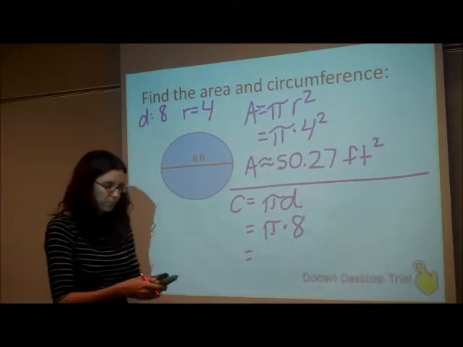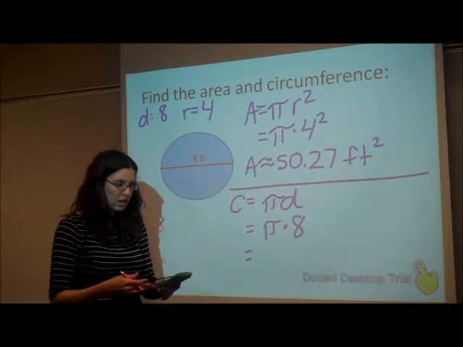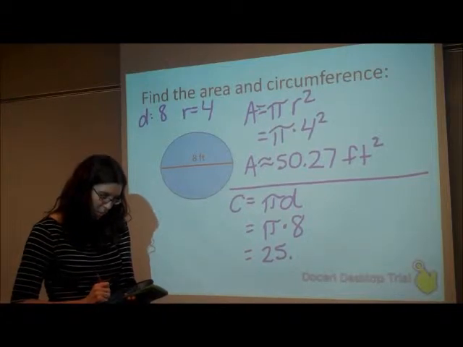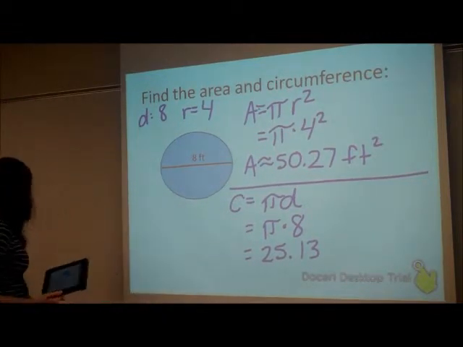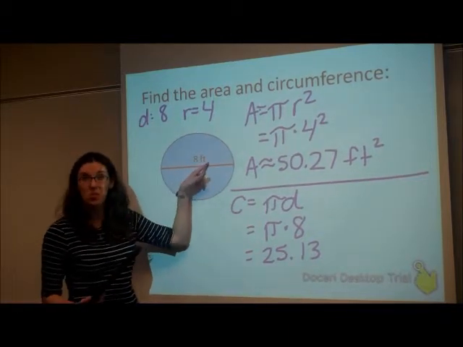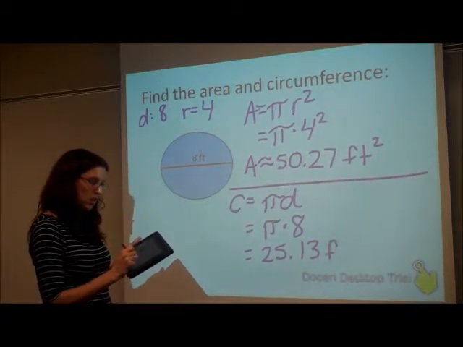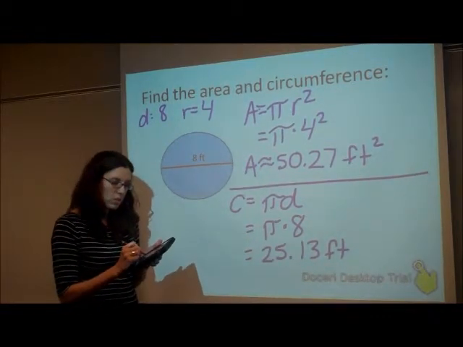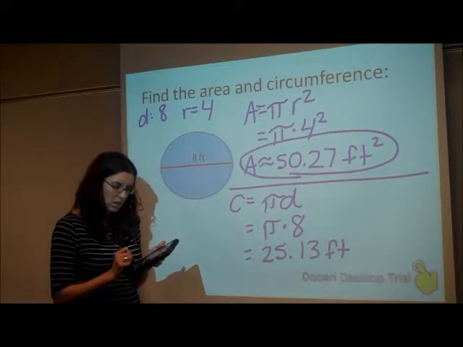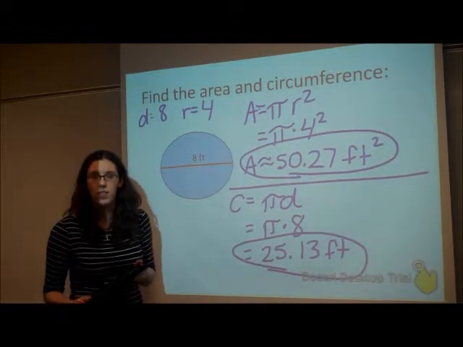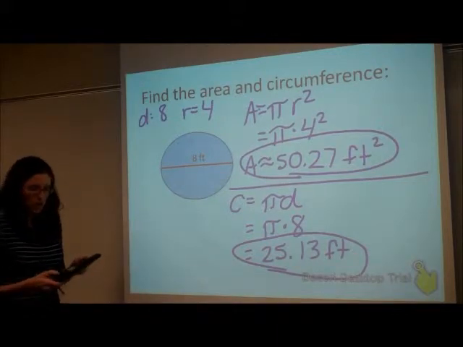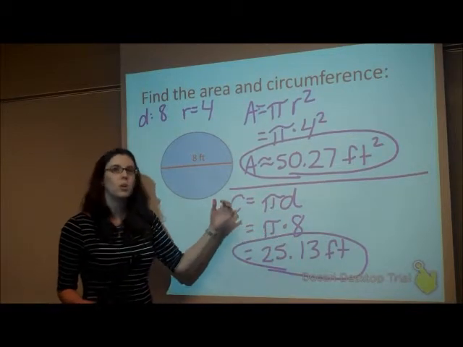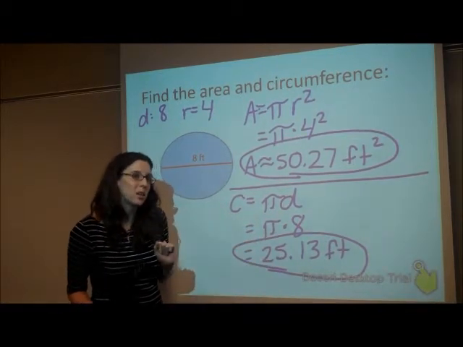Getting my calculator out. It'll be pi times 8, which rounding it to 2 decimal places, rounding it to the hundredths, would be 25.13. Again, looking back at my units, it was feet. Circumference is a distance, so it's just going to be feet. So my area was about 50 square feet. The circumference is about 25 feet. Okay? Now, if you had worked this out using 2 pi r, you'd have 2 times pi times 4, and you'd get the same answer.